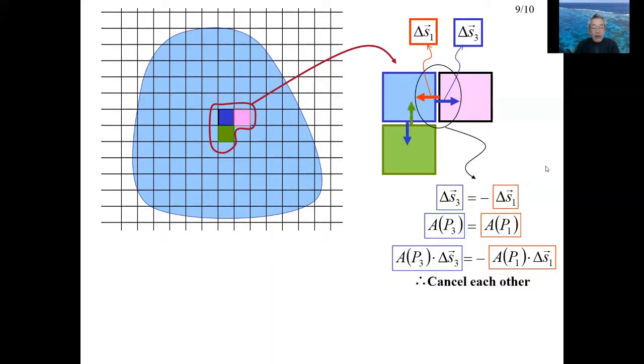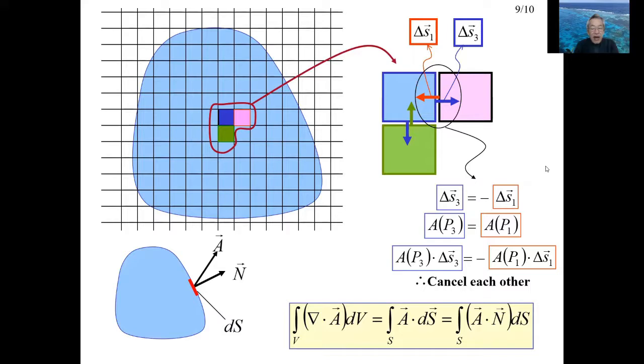In the same way, the integral on the north surface of the blue element and the integral on the south surface of the green element cancel each other. If you extend the above relationship to the whole volume, it is found that only the integral on the surface of the whole volume remains, and we come to the expression of the Gauss theorem.